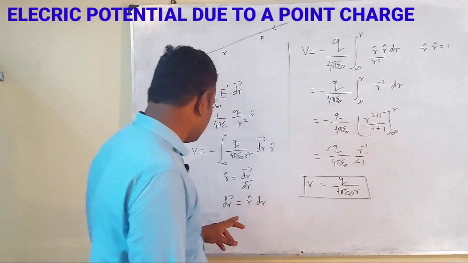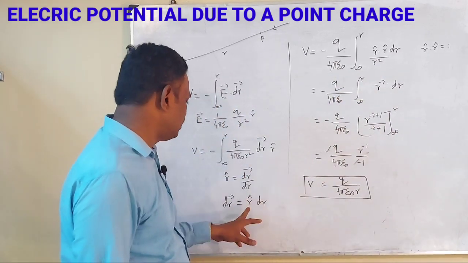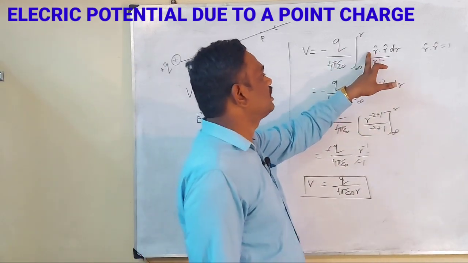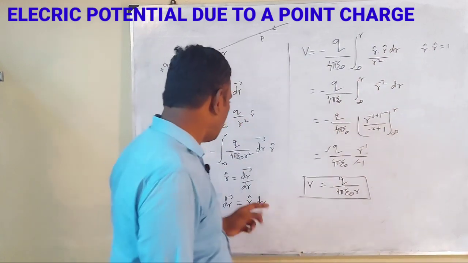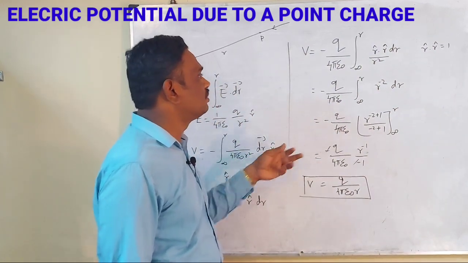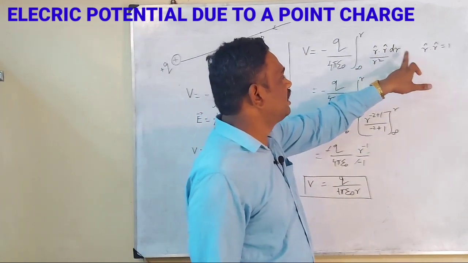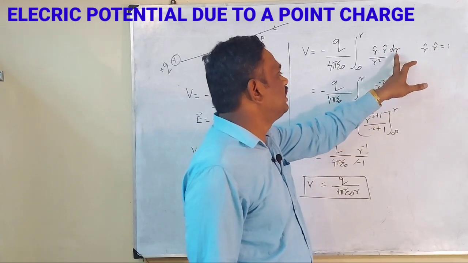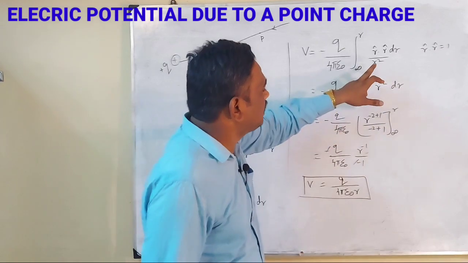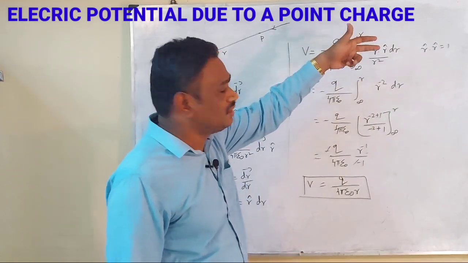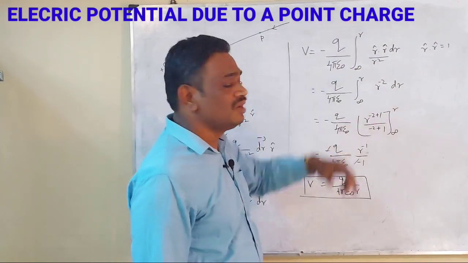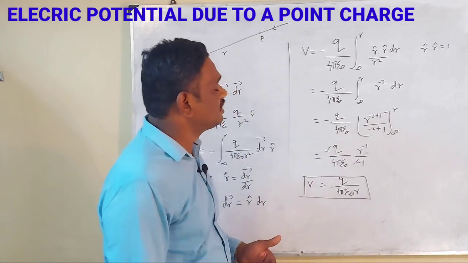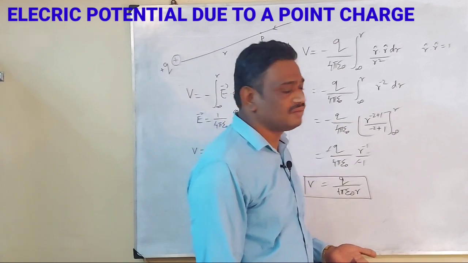Here, in the next step, I am going to substitute, instead of dr, R cap into dr. Already there is one R cap, so R cap dot R cap will become 1. So, the remaining terms are dr by R square. When I take this R square to the numerator, it will become R to the power minus 2, just as when we take the x inverse to the numerator, it will become x.